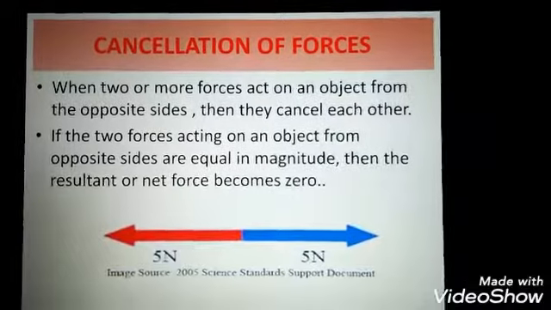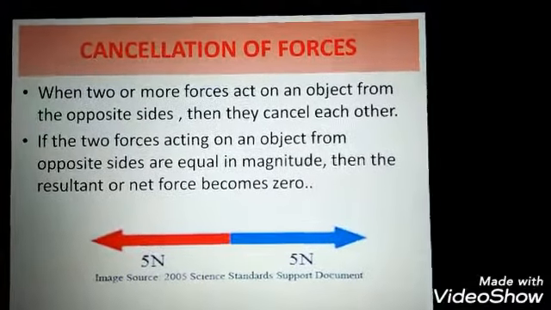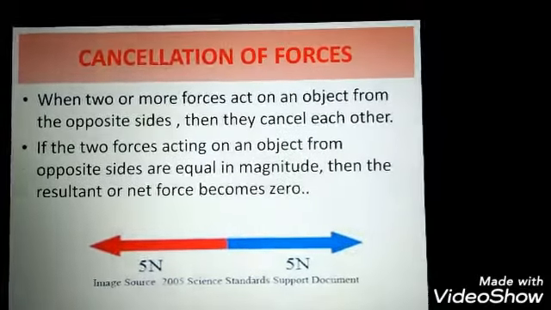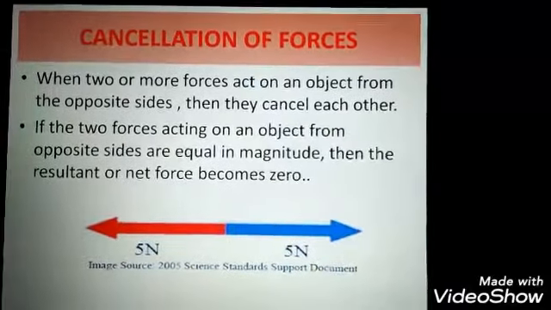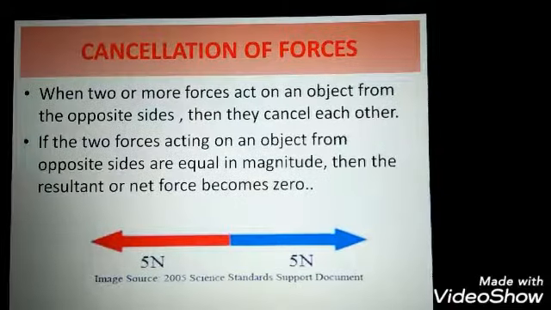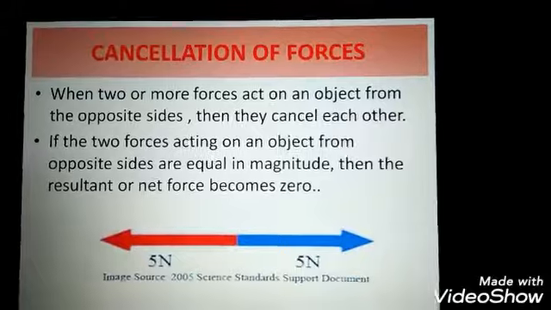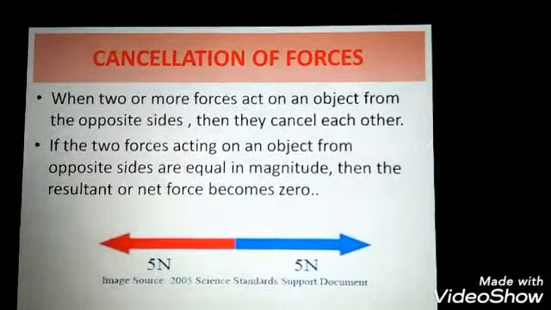So when does the net force become 0? When the forces are acting from the opposite direction and they are equal in magnitude. Then the net or resultant force becomes 0. Right? The object does not move even though forces are acting upon it. Understood all of you? So when two or more forces act from the opposite direction and they are equal in magnitude, the net or resultant force becomes 0.